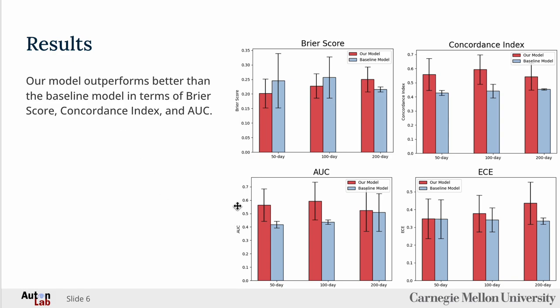We present the performance of the models. In this figure, you can see that our model has higher AUC and concordance index and lower Brier score on 50 and 100-day time horizons. So our model outperforms the baseline model in terms of Brier score, concordance index, and AUC.